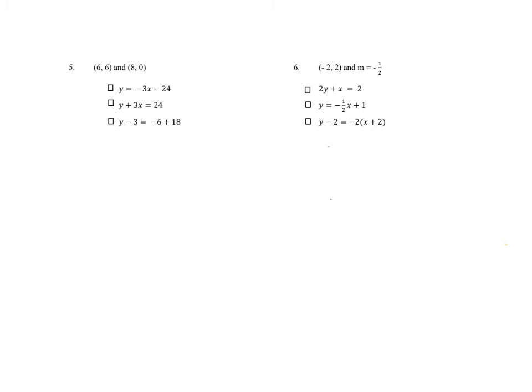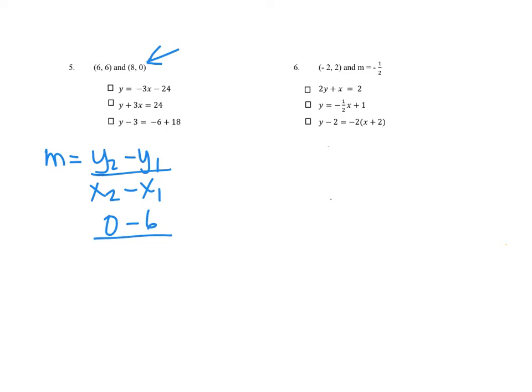Okay, so here are some example problems. Which one of these equations is coming from these 2 points? Which one of these equations have these 2 points on the line? So first thing we want to do is find our slope. So I'm going to use the slope formula. All right, so I'm going to say 0 minus 6 over 8 minus 6. So I have negative 6 over 2, and that reduces to negative 3. So I have m equals negative 3.